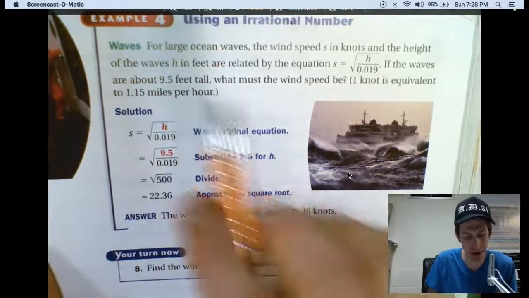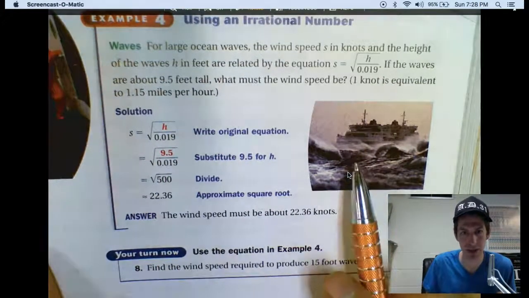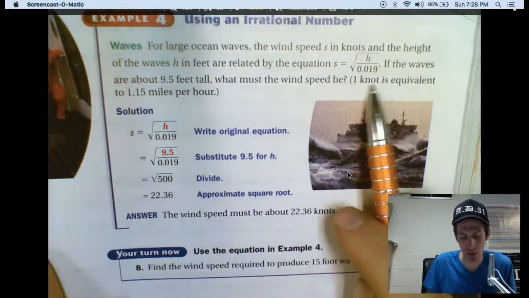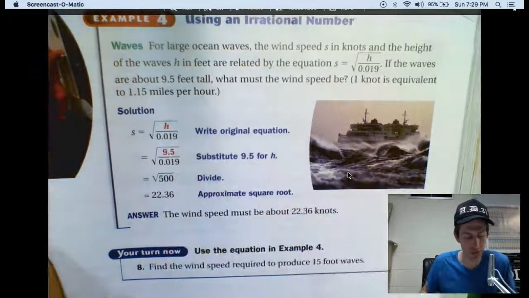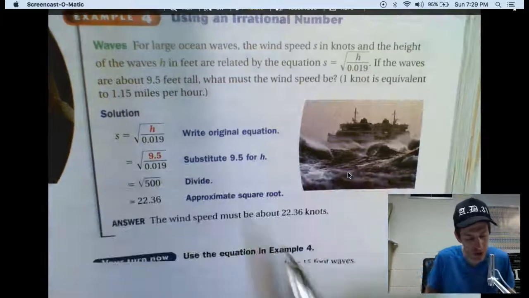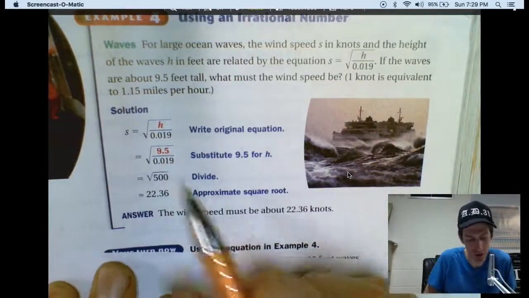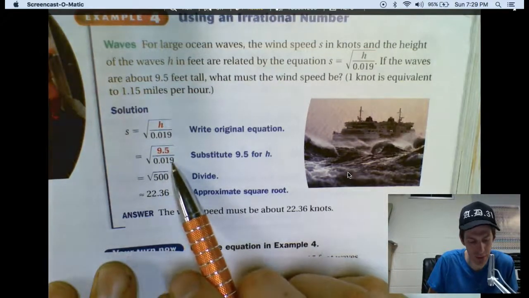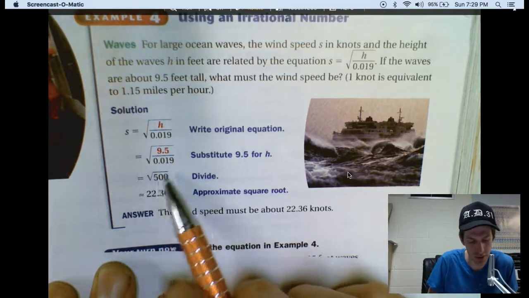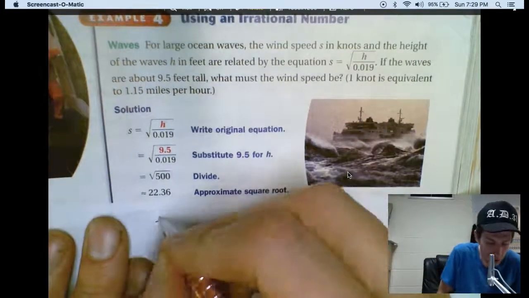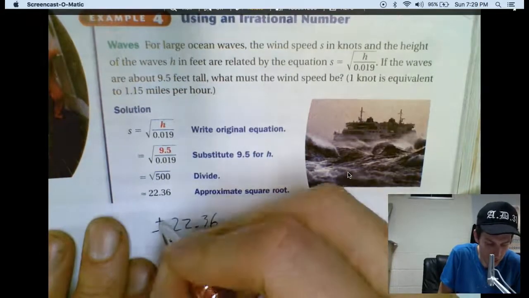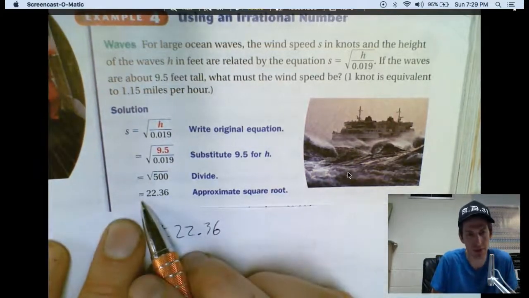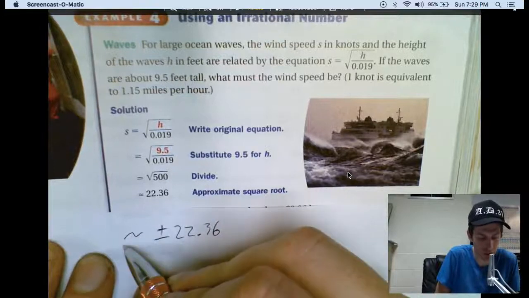If the waves are about 9.5 feet tall, look at this cruise ship. If the waves are 9.5 feet tall, what do you think the wind speed is? It says here 1 knot is equivalent to 1.15 miles per hour. So, stick the 9.5 in there. On your calculator, you would do the 9.5 divided by the 0.019, which gives you 500. Then you do the square root of 500, which would give you plus or minus 22.36 approximately, right? That's what that symbol means, approximately.